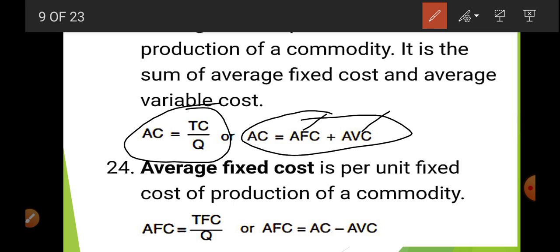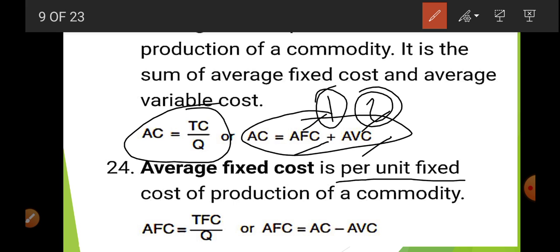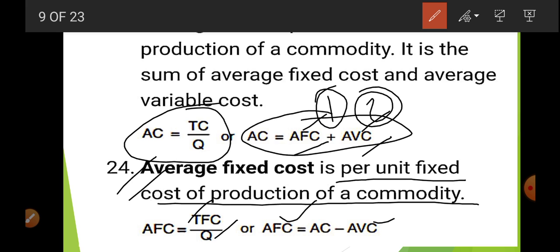The second way is TC upon Q. When total cost is divided by the quantity, it is known as AC. So AC is the sum total of two things, AFC and AVC. We are going to study these two points. Now average fixed cost is the per unit fixed cost of production of the commodity. So this is the meaning. Okay. Now, how do we calculate AFC? TFC upon Q. Otherwise, we use the equation AC minus AVC.